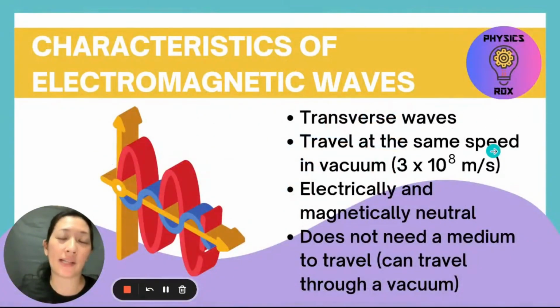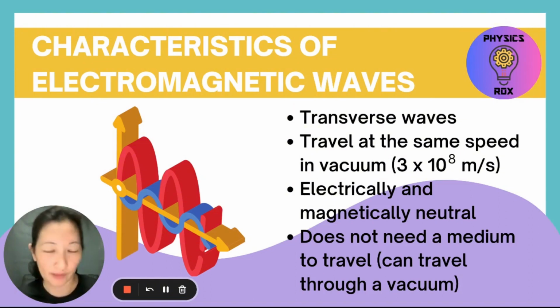What are the characteristics of electromagnetic waves? So as you saw from the diagram and the video just now, electromagnetic waves are actually transverse waves. Now they also travel at the same speed in vacuum. And if you look at the number, doesn't it look familiar? That's the speed of light, correct? Speed of light in vacuum is 3 times 10 to the power of 8 meters per second. And that's pretty much the same speed of the electromagnetic waves in vacuum as well.